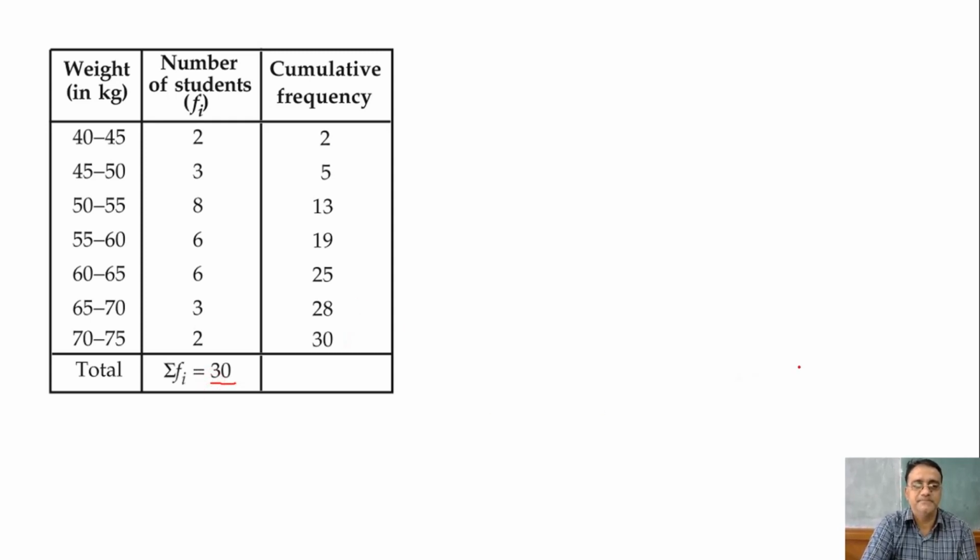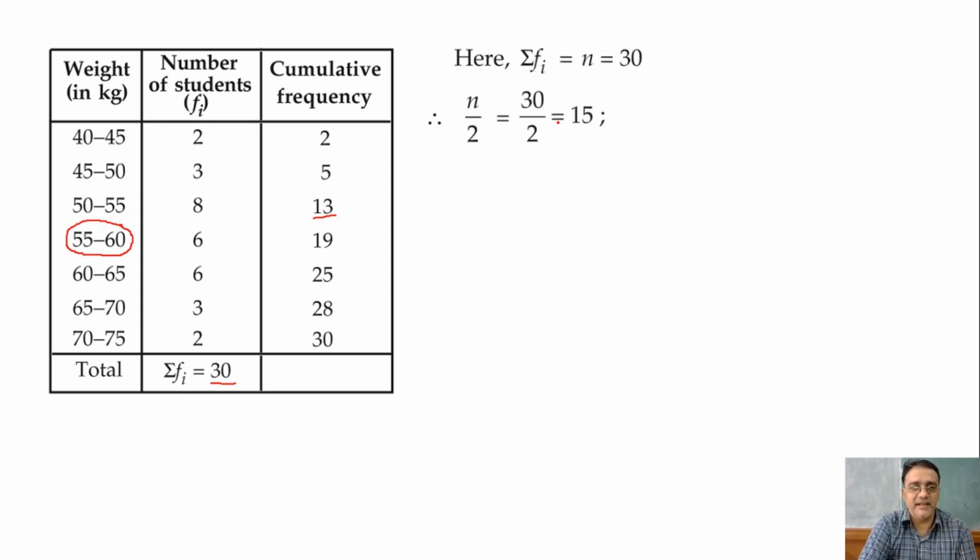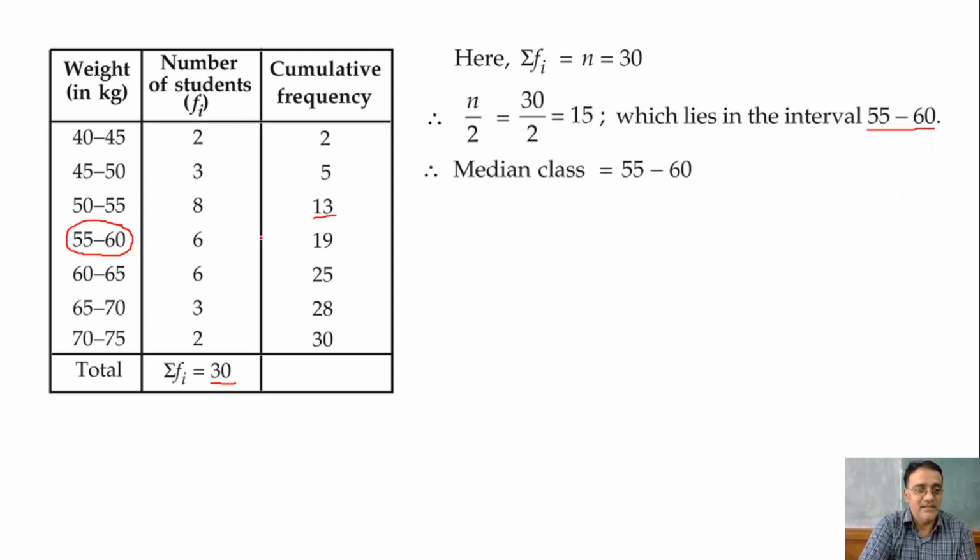What is n by 2? 15. 15 se jo nearest smallest CF kaun sa hai? 13. So 13 ke baad wala jo class hai, wo median class hoga. So n is equals to 30, n by 2 is 15, which lies in the interval 55 to 60. So median class is 55 to 60. So the frequency F is 6 and CF is 13.